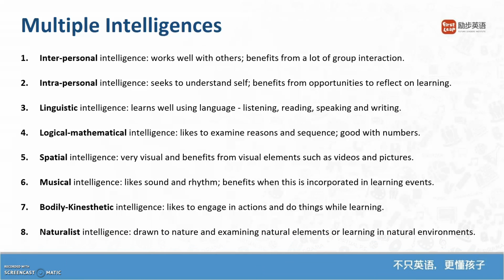And the 8th type is the naturalistic intelligence type. These individuals are drawn to nature and like examining natural elements or learning in natural environments. There are many more learning tendencies in each of these types, so doing some research on each type will help you to expand your understanding of these areas and help you to notice what areas your learners or your students manifest in your classes. This is worthwhile because understanding these learner types can help us identify ways to appeal to our students when we notice they seem to exhibit tendencies in one or more of the areas shown here.